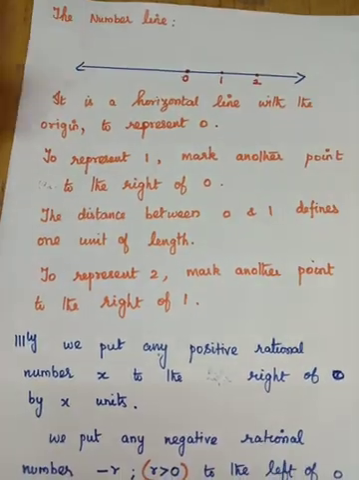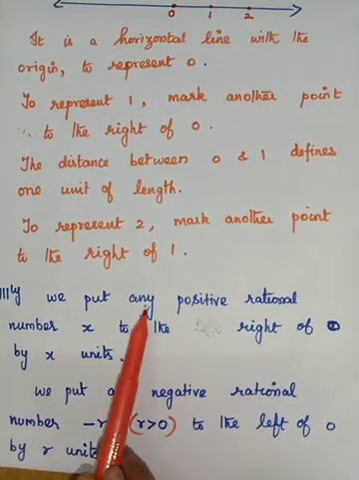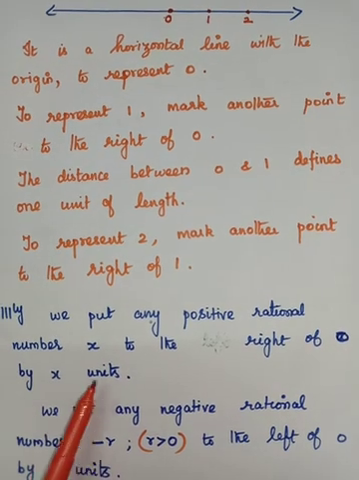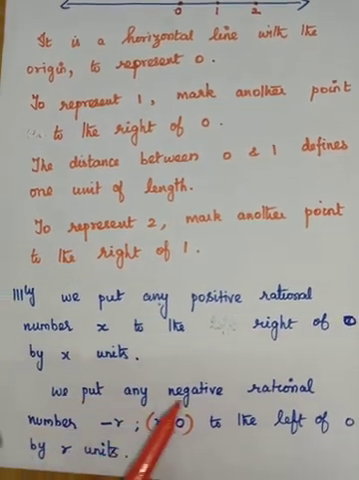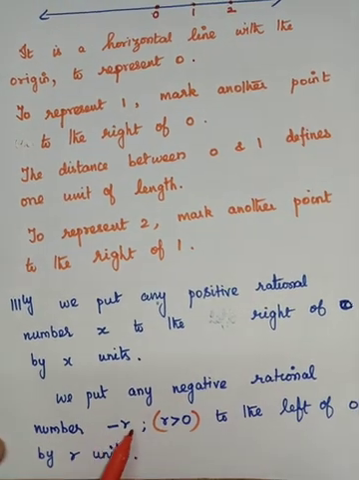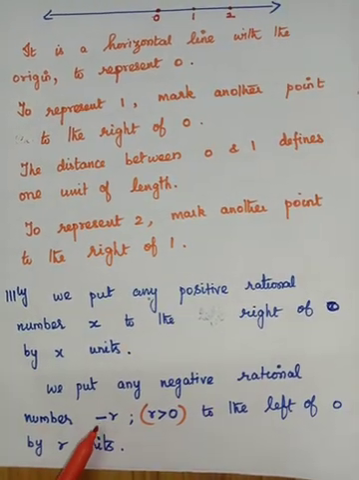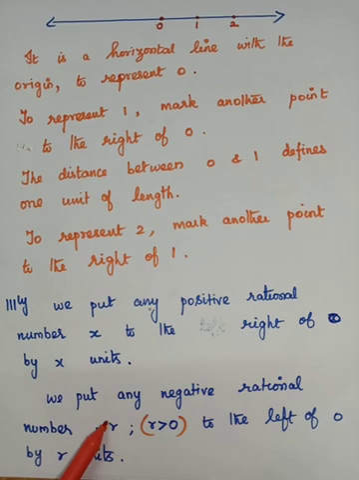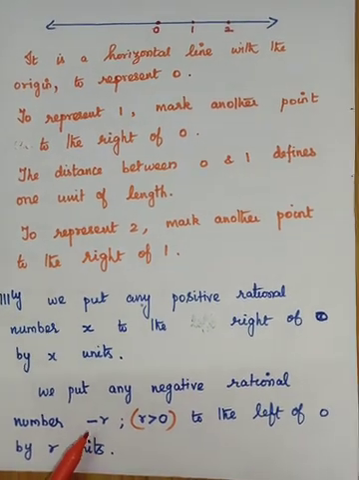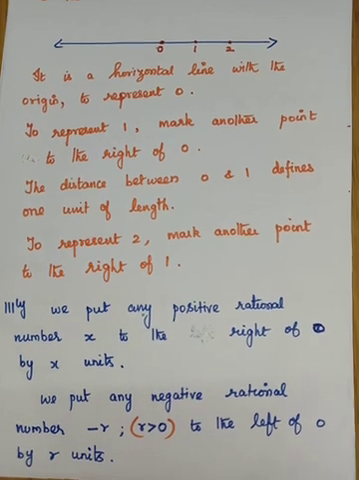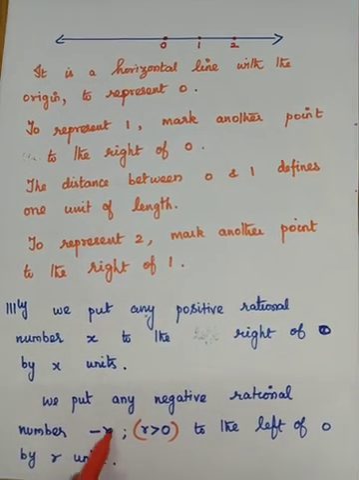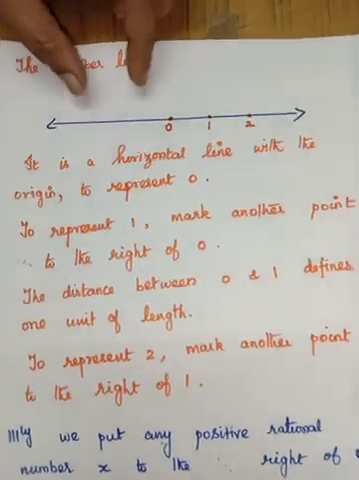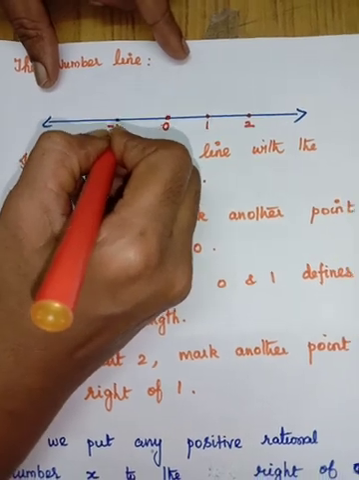You see the sentence: if we put any positive rational number x, it is to the right of 0 by x units. If we put any negative rational number, minus r, so minus r is a negative rational number. In that, r should be greater than 0. So only if you consider r, it should be greater than 0. For example, minus 3: if you consider 3, 3 is greater than 0. So the negative rational number minus r, where do we have to write it? We have to write it to the left of 0, so we can write this as minus r.